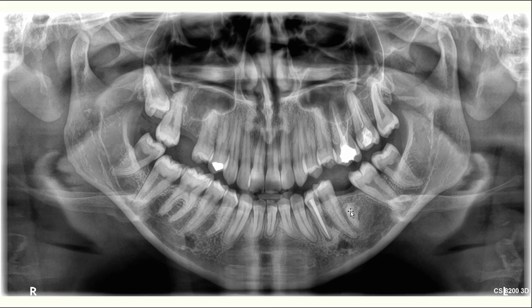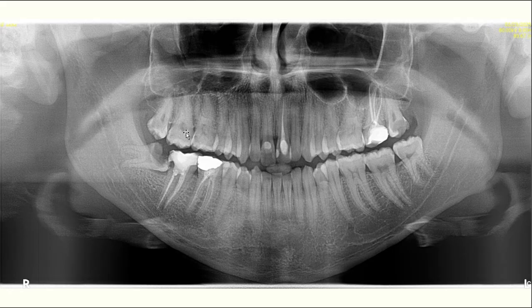We can see there's a remaining root in here. We can see the upper wisdom impacting. We can see the sinuses, and this is pneumatization. When it goes down in the space of the extracted tooth, it's called pneumatization.